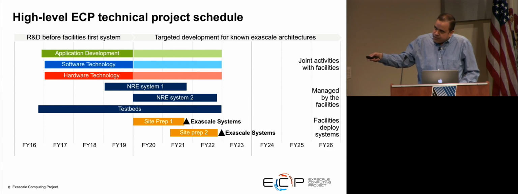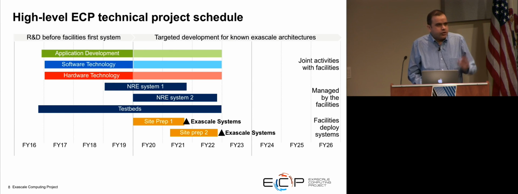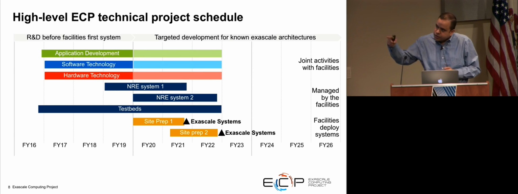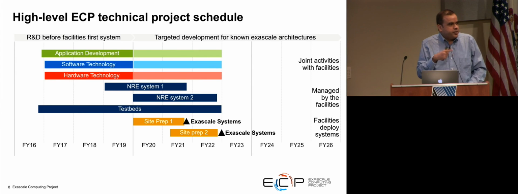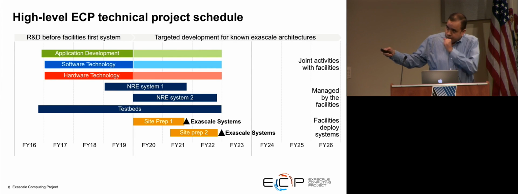There will be some NRE work. NRE stands for non-recurring engineering, and that is done typically in these big procurements, where along with the vendor contract, there's some amount of funding to do the one-time engineering work to deliver what is needed on that system, and that has both software and hardware components, and that is part of the ECP project. So there is some budget for the NRE aspect as well.